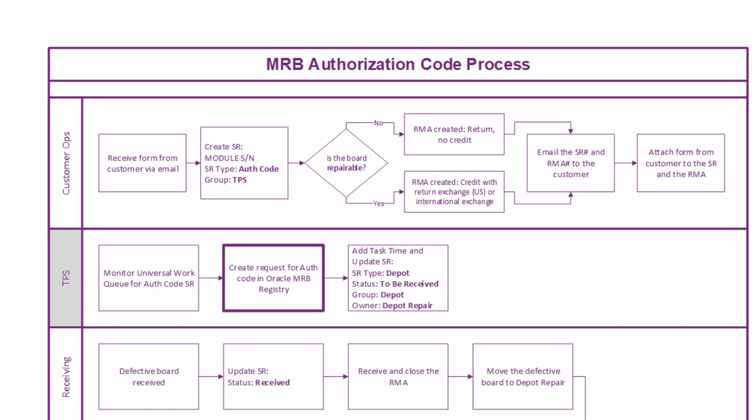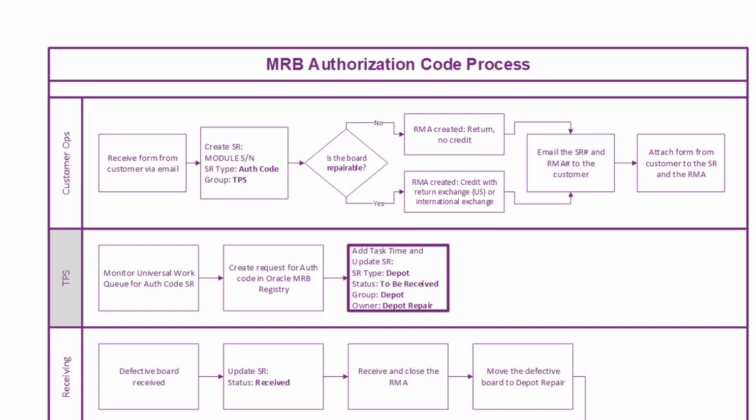Next, TPS generates an authorization code request in Oracle using the information from the customer's authorization code request worksheet. The TPS representative will then debrief their labor and change the service request type to depot, change the service request status equal to be received, the SR group to depot, and finally SR owner equal to depot repair.